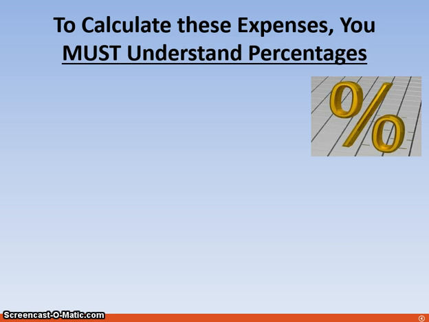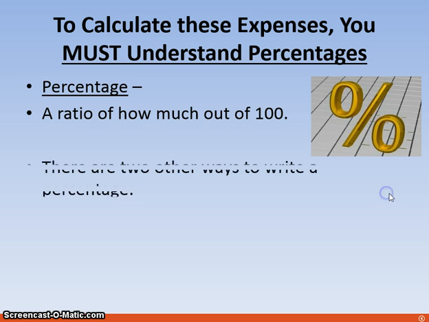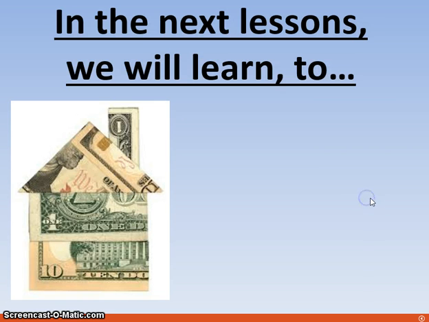To calculate these expenses, you must understand percentages. A percentage is a ratio of how much out of 100. But there are two other ways to write a percent. What are the two other ways to write a percent? We can write it as a decimal or as a fraction. We will need to be able to write it as a decimal in order to make these calculations.